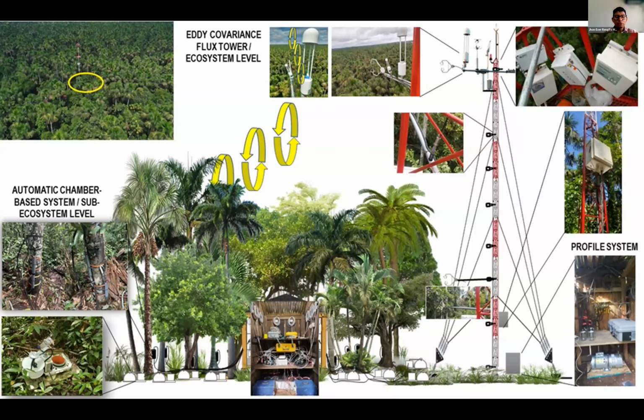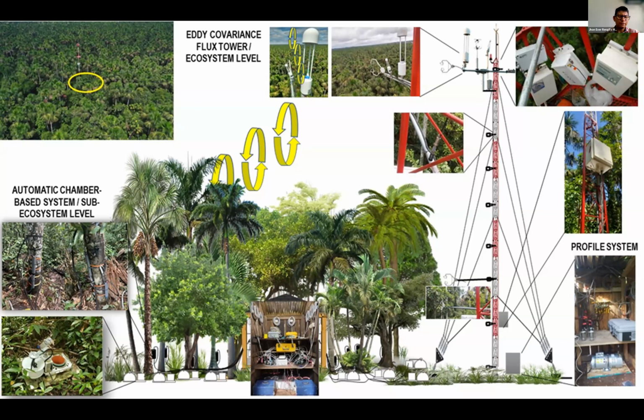So in 2016, with the main goal of better understanding how the aguajal works regarding greenhouse gas cycles, a tower was established with instrumentation that measures carbon dioxide and methane fluxes at ecosystem level using the eddy covariance methodology.